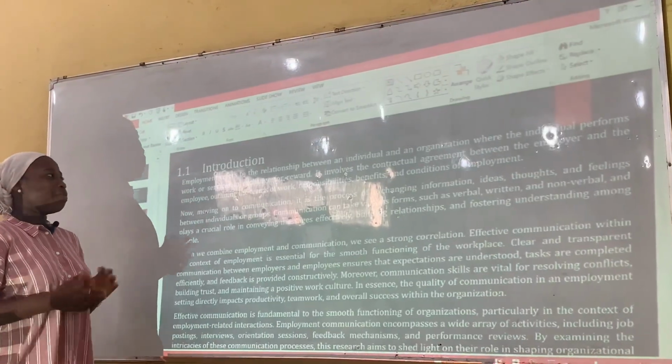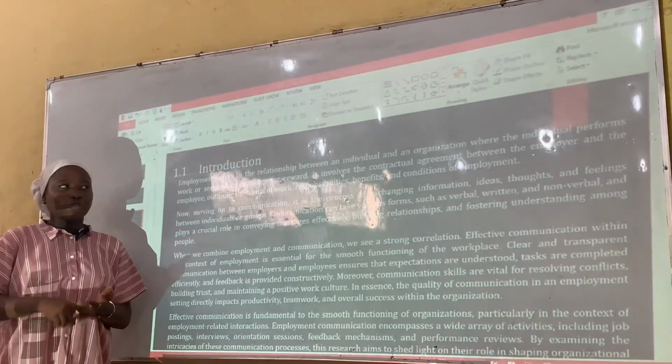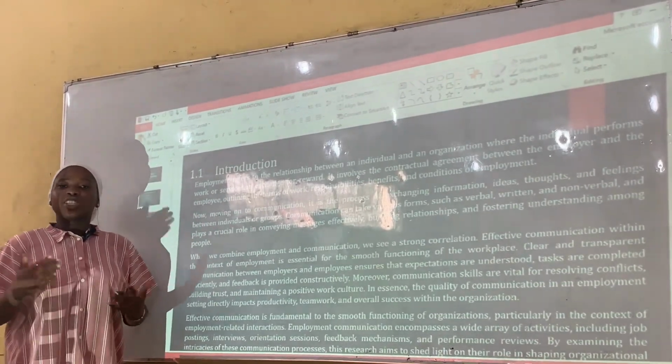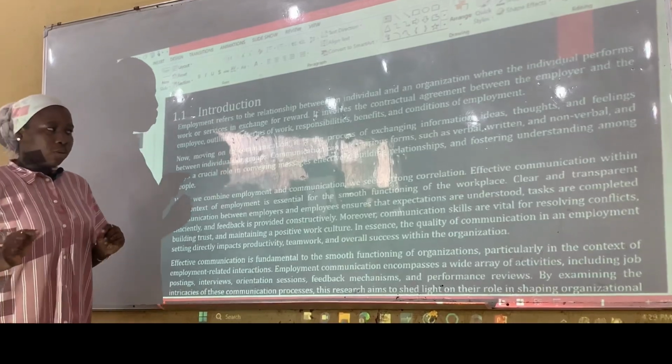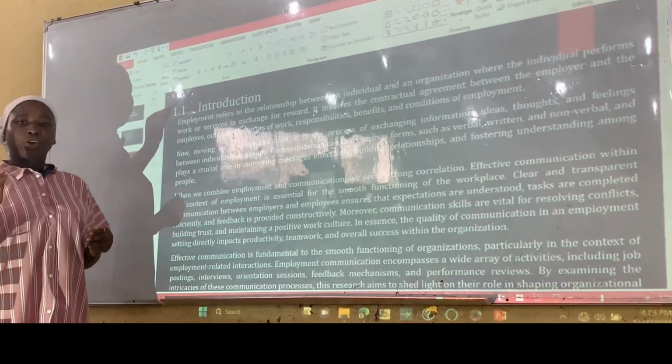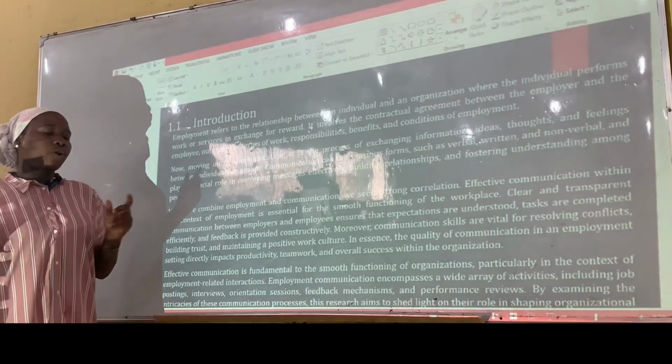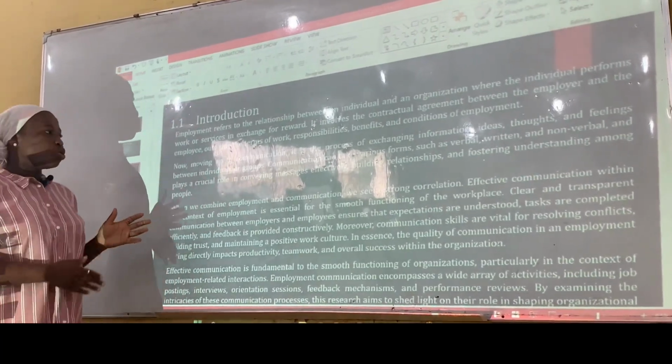What is employment? Employment refers to the relationship between an individual and an organization where an individual performs work or services in exchange for rewards. Employment involves an agreement between an employee and an employer, outlining the terms of work, responsibility, benefits, and conditions for employment.